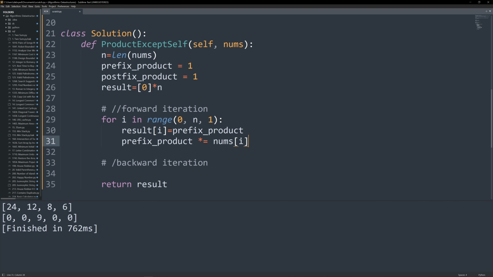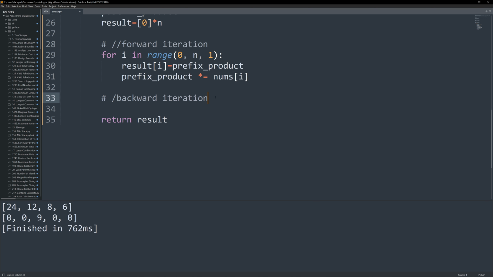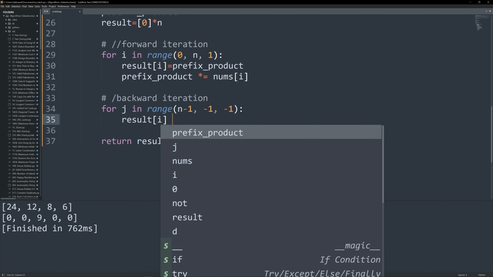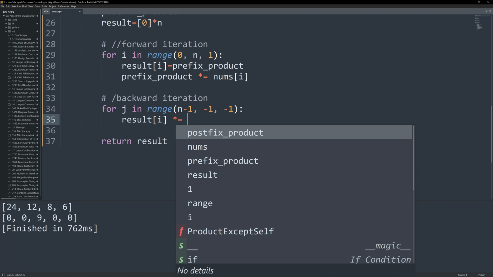So this would be giving us the forward iteration, and then for the backward iteration it would be for j in range of, we have to start from n minus 1 and we have to end at the value of 0. So here I am writing minus 1 and it has to go in the reverse direction. So I am writing minus 1 for the direction, and then I would write result of j equal to the multiplication of the prefix product.